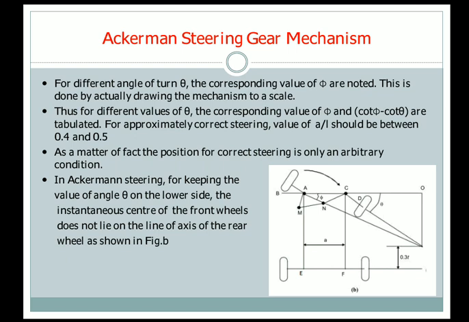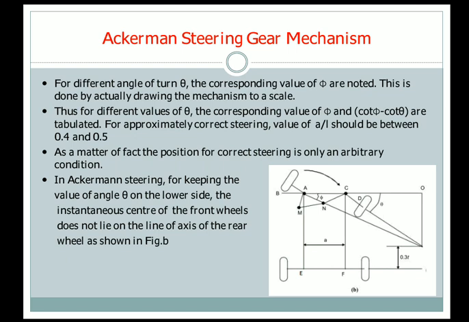Thus for different values of theta, the corresponding values of phi and cot phi minus cot theta are tabulated. For approximately correct steering, the value of A by L should be between 0.4 to 0.5. From the figure you can see the value of A divided by L. This is fixed when the chassis is being manufactured. So the only variables are theta and phi. That is, when the vehicle's wheels are taking a right turn or left turn, the values of theta and phi will change. So as a matter of fact, the position for correct steering is only an arbitrary condition.